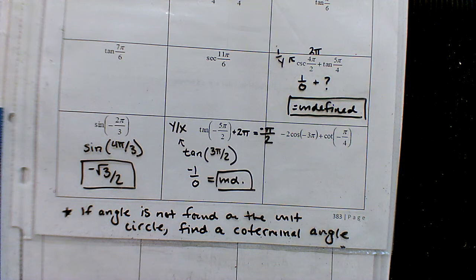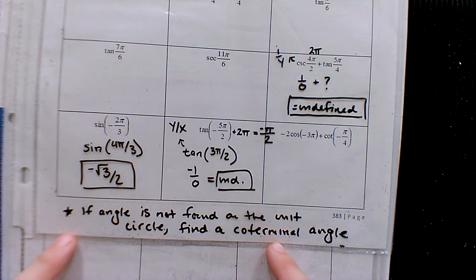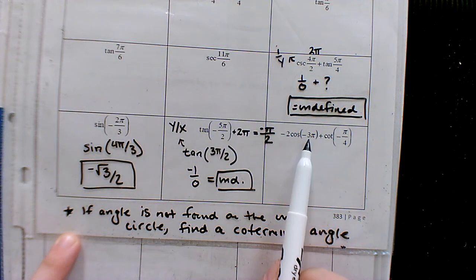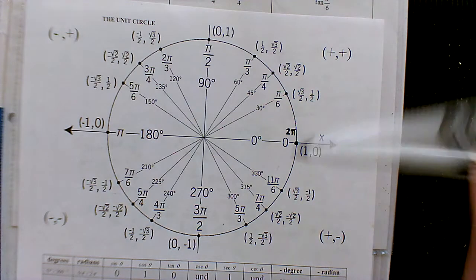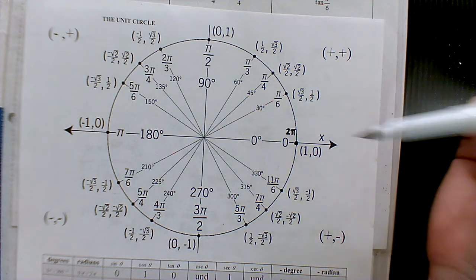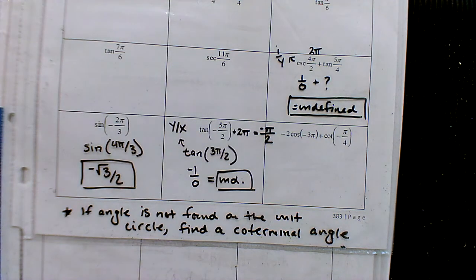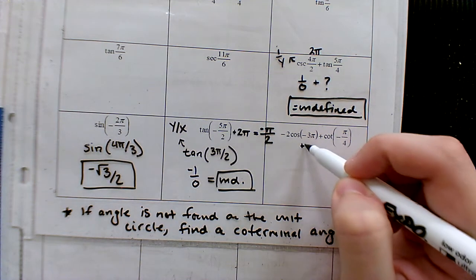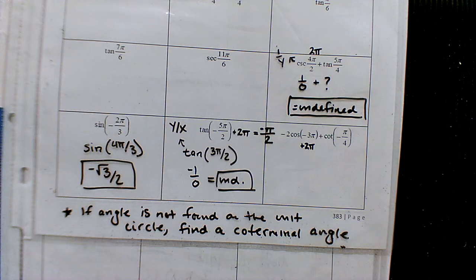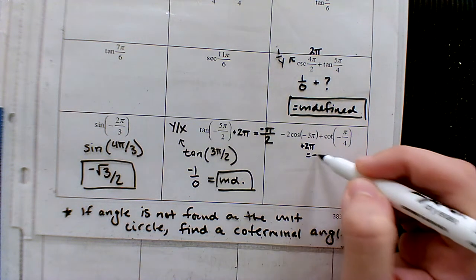We doing okay? All right, if an angle's not on the unit circle, you got to find a coterminal angle that is on the unit circle to help you out. Let's keep that in mind for these other ones. Do we have an angle of 3 pi on the unit circle? No, because it only goes up to 2 pi. So we either need to add or subtract 2 pi to get an angle that's on the unit circle. If we were to add 2 pi again, that would be -pi.